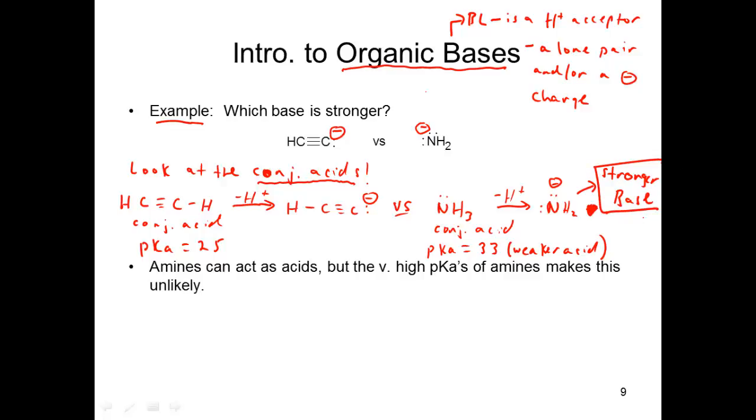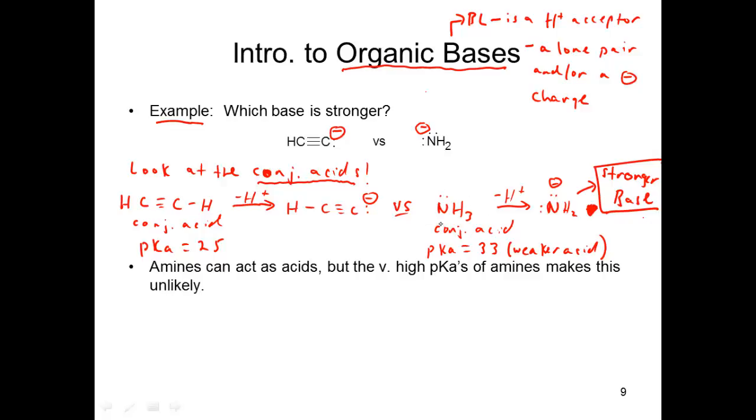So the whole concept is, if I want to know what base is stronger, draw out the conjugate acids, get their pKa's. Whichever one is the weaker acid, higher pKa, gives the stronger conjugate base. So make sure you can understand that concept. Now I did say there's a second way to determine which is stronger, which we'll get to a little later. We just looked at an example.